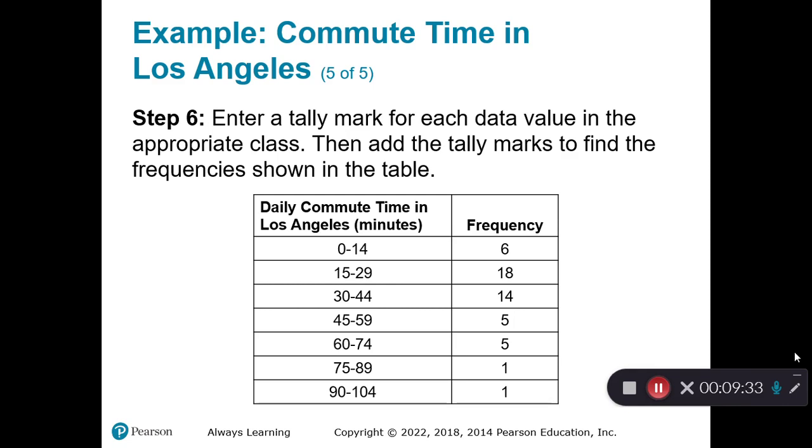Frequency is just a fancy way of saying count or tally. So if we go back to those original 50 values and we count how many of them had values between 0 and 14, we would find that 6 of them did. And then we comb through the list again to find out how many of those values were between 15 and 29, and we would find that there were 18 such values, and so on. That greatest value of 90 we see is the only number between 90 and 104, and so in that last class we had a frequency of just 1.